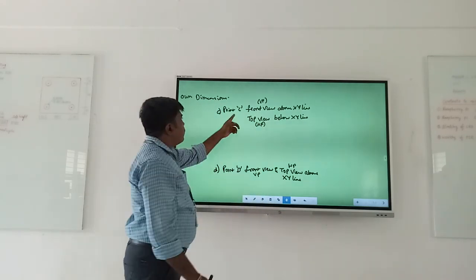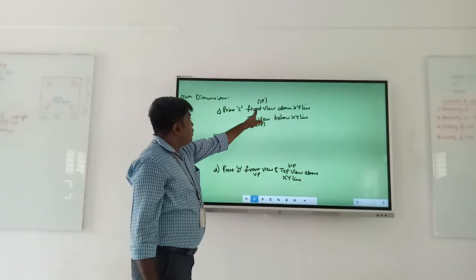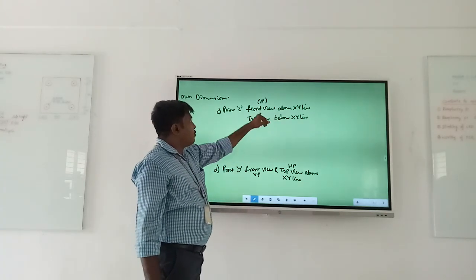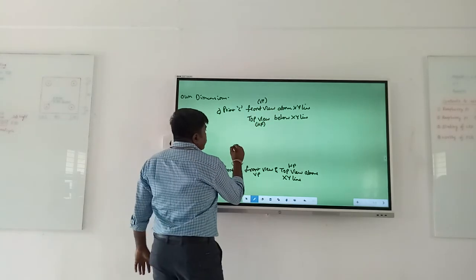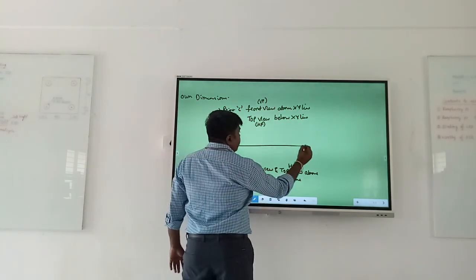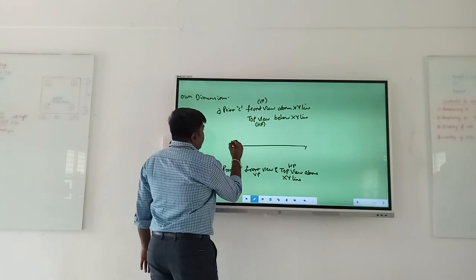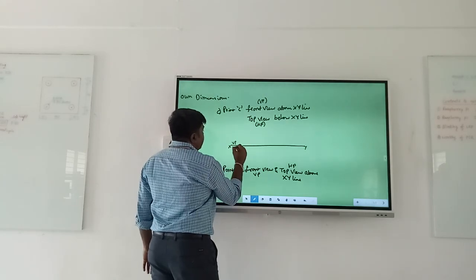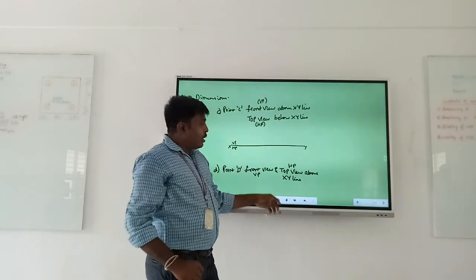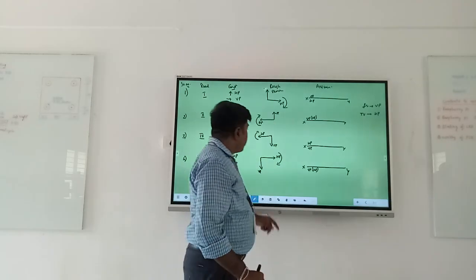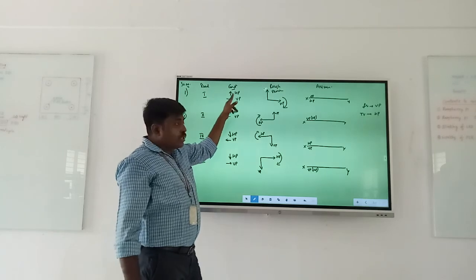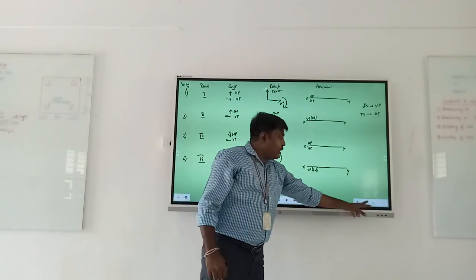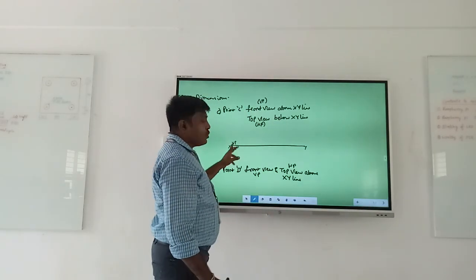Same way, let us see the next problem. It says the point C, front view is above XY line, top view is below XY line. Front view means VP, top view means HP. VP above XY line, HP below XY line. In which quadrant do you get VP above and HP below the XY line? That is a first quadrant problem. So in the first quadrant you get VP above the line, HP below the line.